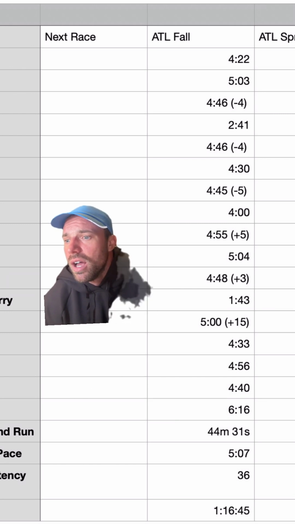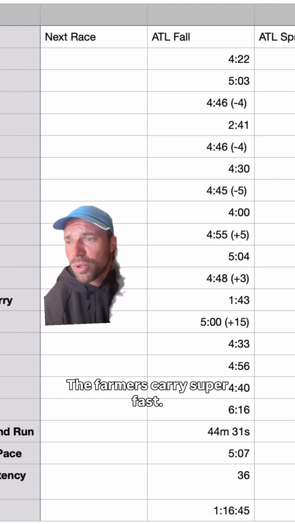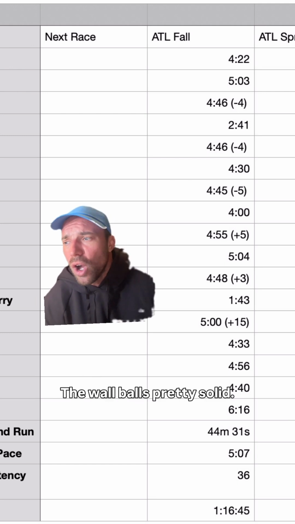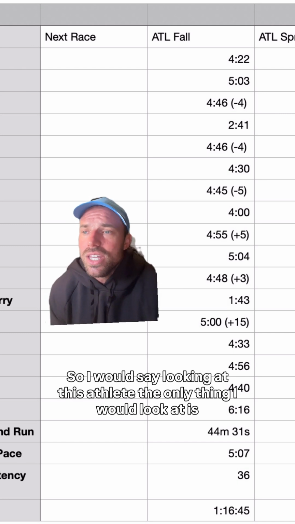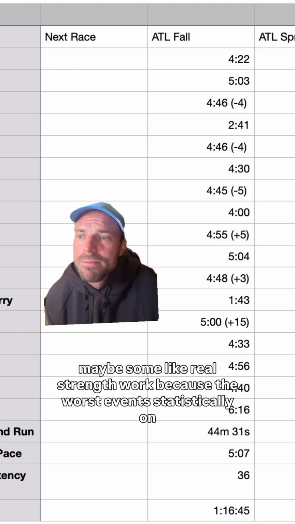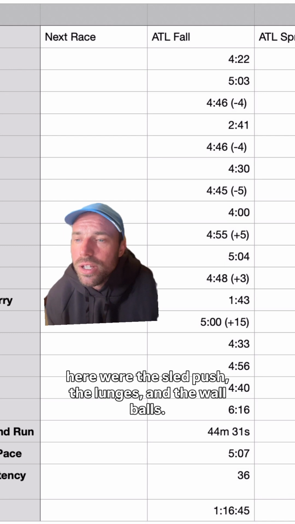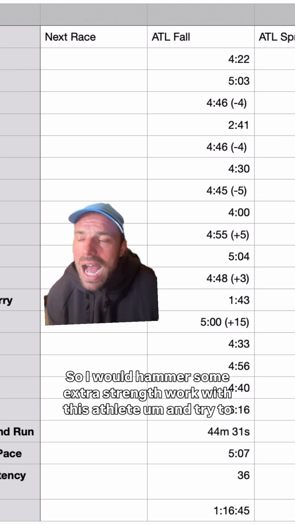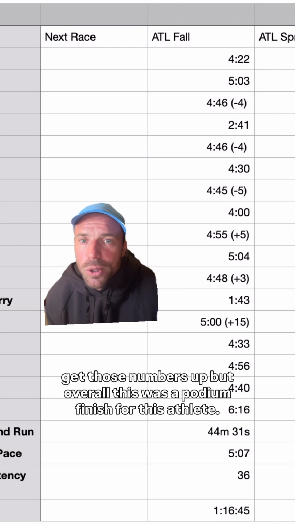Really happy with that. And then we get to the back half of the race, phenomenal. The farmer's carry, super fast. The lunges are really solid. The wall balls, pretty solid. So I would say, looking at this athlete, the only thing I would look at is maybe some real strength work, because the worst events statistically on here were the sled push, the lunges, and the wall balls. So I would hammer some extra strength work with this athlete and try to get those numbers up.